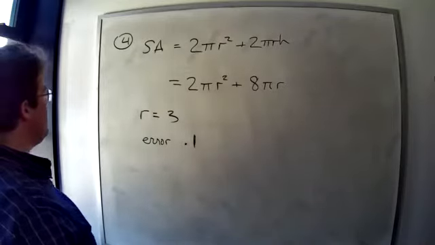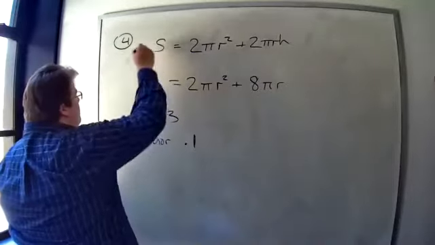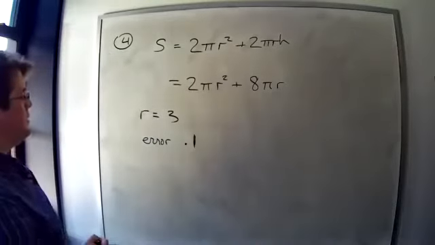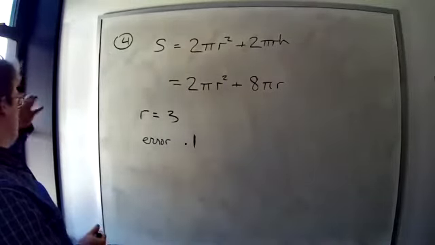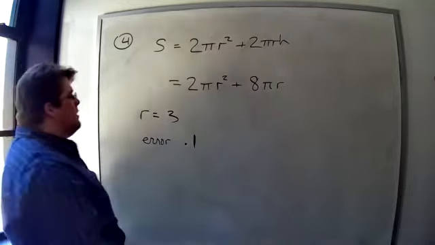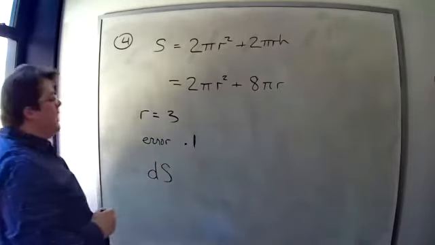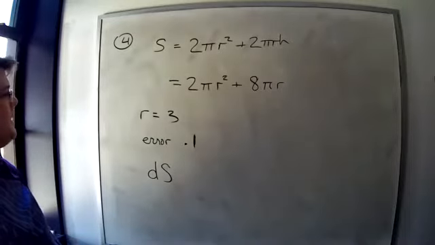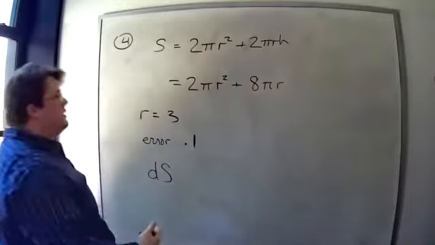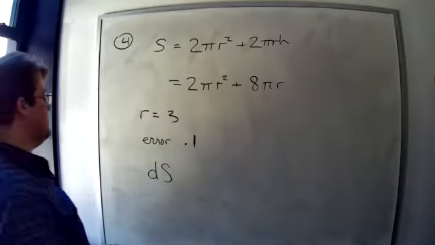So here we're going to use differentials. I'm just going to call it capital S, not SA. Now, if you take Calc 3, surface area shows up like halfway through the semester, and they just use capital S for it. So I'll just use S for it here. But the differentials approximation says we can approximate an error in surface area using the derivative with respect to radius in this case, and factoring in the error in radius.